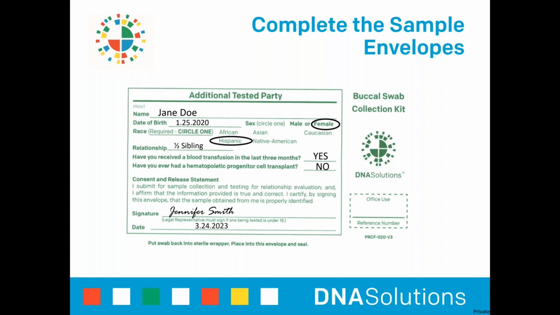When selecting a race, it is important to know that should your client fail to select a race listed on the envelope, testing cannot proceed. Testing will also be delayed for instances where multiple races are circled, as the lab is not able to move forward if more than one race has been selected, or if an additional race has been written in.